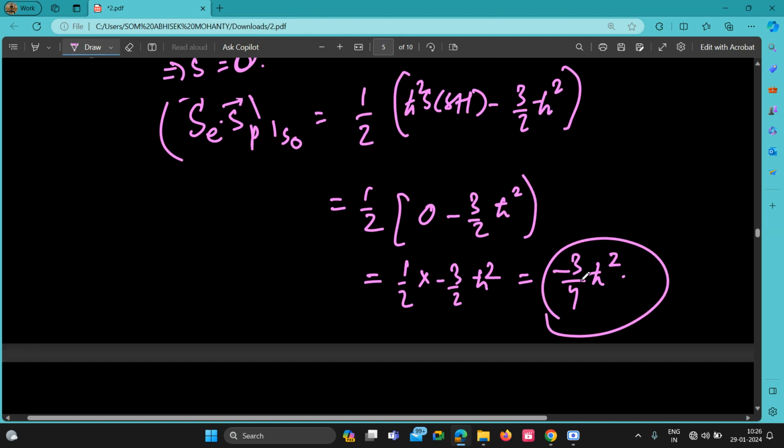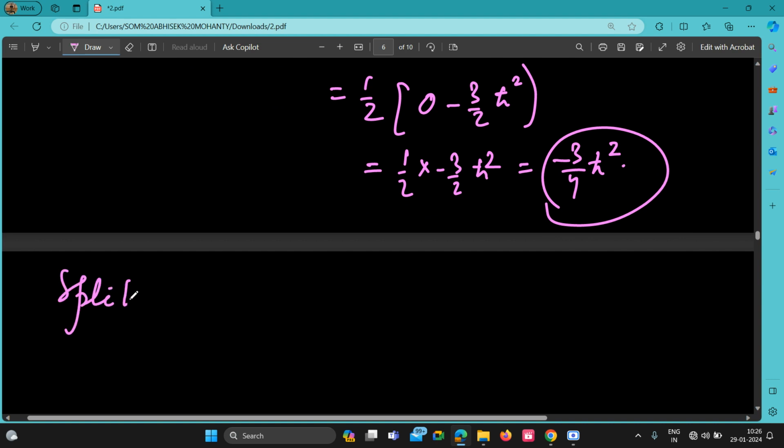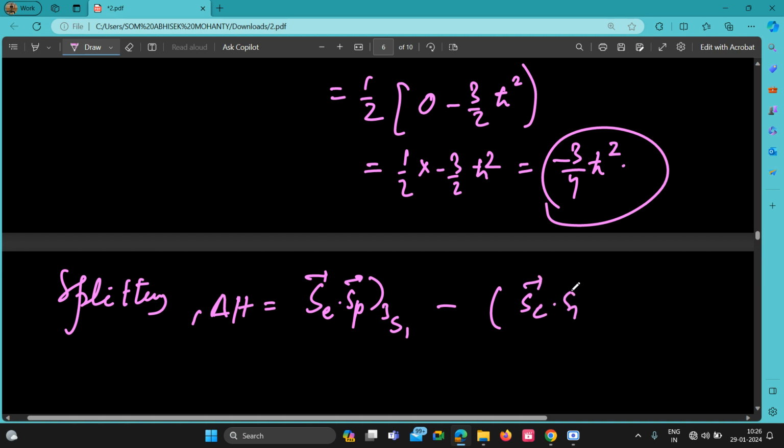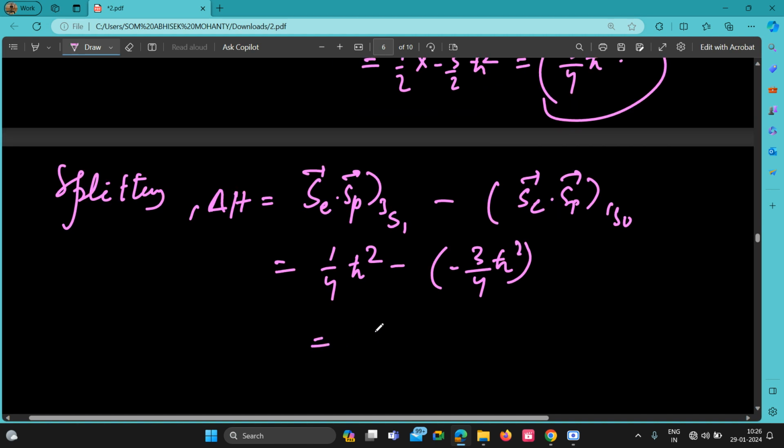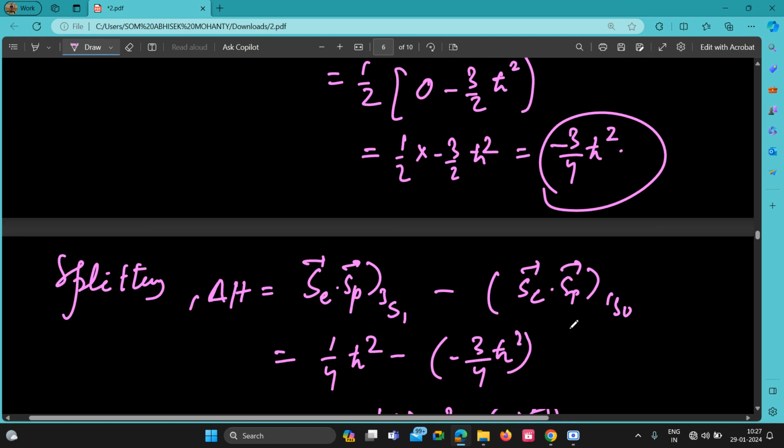So how to get the splitting? The splitting, if we subtract both of them, we'll get the splitting. So splitting del H is equal to SC dot SP for 3s1 minus SC dot SP for 1s0. Okay, so that is 1 by 4 h cut square minus of minus 3 by 4 h cut square. Okay, so that is 1 plus 3 by 4 h cut square, that is h cut square. Is that all right?